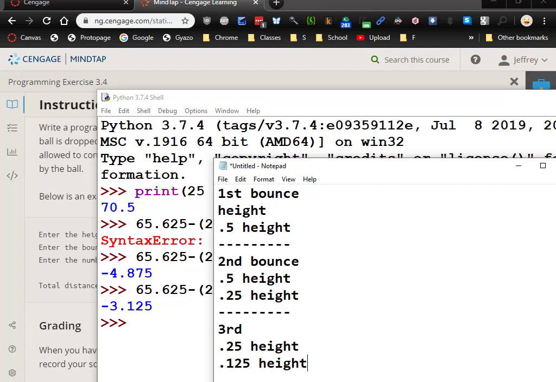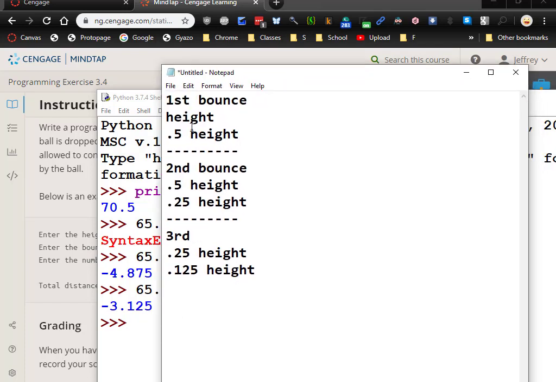So it's slightly odd, isn't it? How would you do that? You need a counter, count 1, 2, 3. You'd want to count up from the first bounce up to the last bounce. You could use a range statement for that, or you could use a while statement for that.